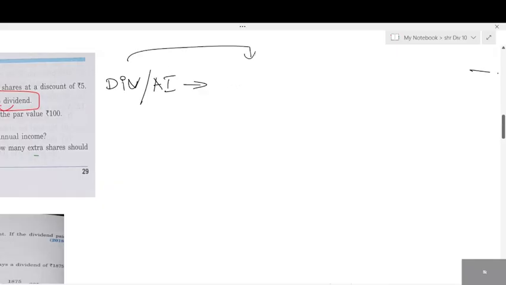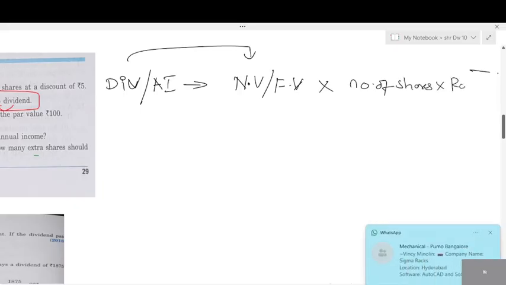If dividend or annual income is given, do we use market value or face value? We use nominal value or face value, right? Yes, I write it as nominal value or face value, into number of shares, into rate of dividend. This is the formula. Use this formula and find the answer.